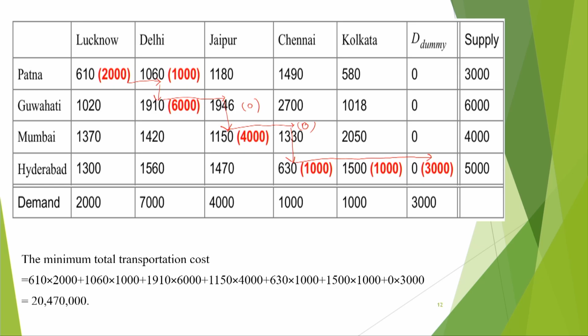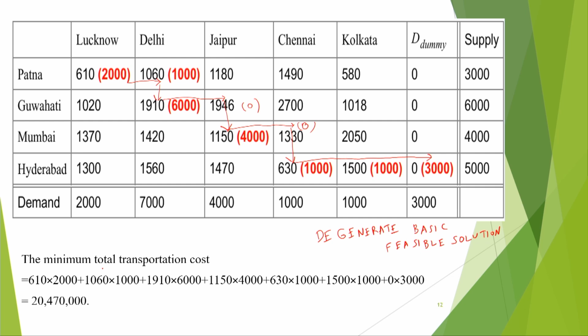So you see that Guwahati to Jaipur is a basic variable, Mumbai to Chennai is a basic variable, but its value is 0. Mumbai to Jaipur is a basic variable, but its value is 4000. So this is a degenerate basic feasible solution. Feasible because we are not violating any constraint. So this is a degenerate basic feasible solution.